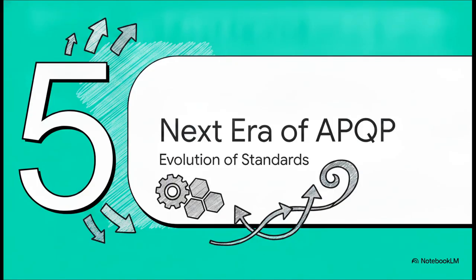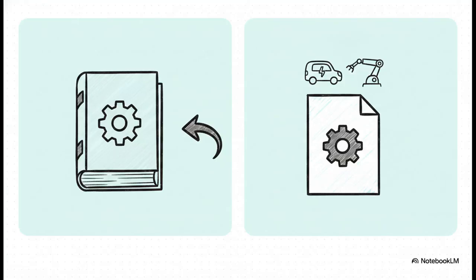Finally, let's look at where this is all heading. Section 5, the next era of APQP. So back in March 2024, the Automotive Industry Action Group, the AIAG, released the third edition of the APQP manual. And the biggest update by far is the evolution of the control plan. Historically, the control plan was totally integrated directly within the APQP manual itself. But in this third edition, the control plan was entirely removed and made into its own standalone document, known as CP1. Why? Well, think about it.